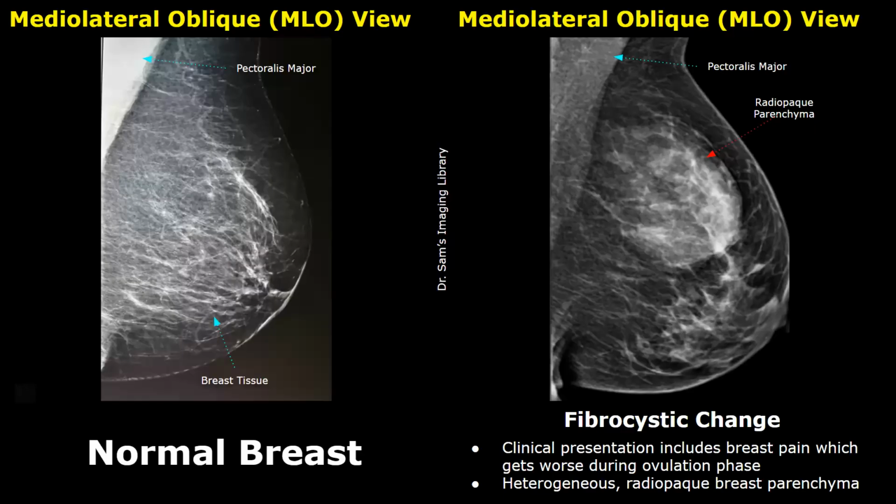Fibrocystic change includes a wide variety of benign changes in breast tissue. These changes are not always considered a disease and can be seen incidentally. If they have symptoms, clinical presentation includes breast pain which gets worse during the ovulation phase of the menstrual cycle. Fibrocystic change also has a wide variety of appearances. Usually it includes radio-opaque, heterogeneous breast parenchyma.